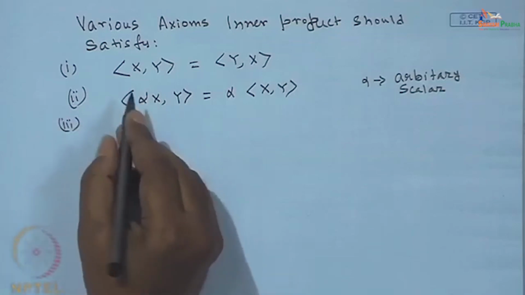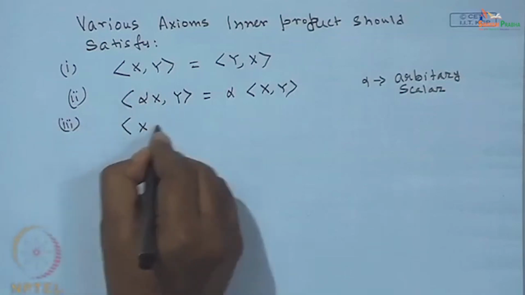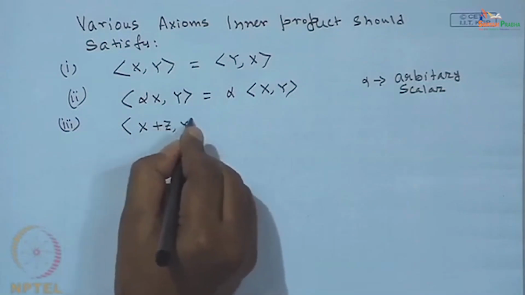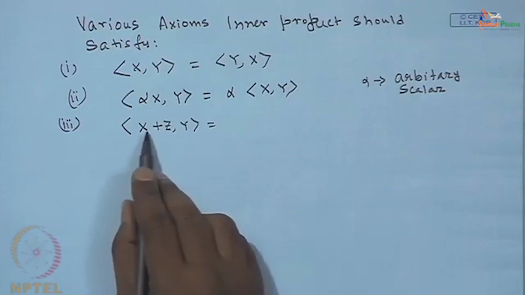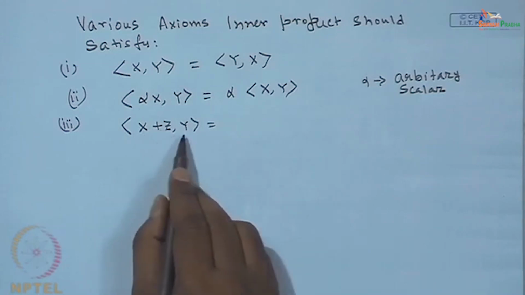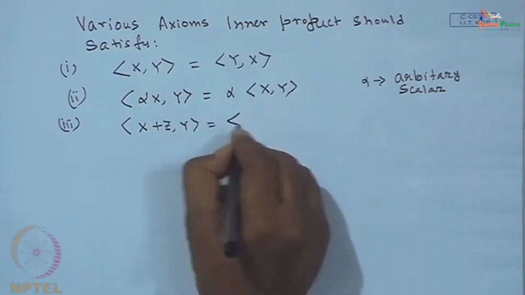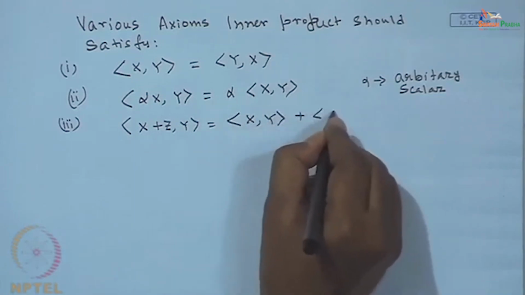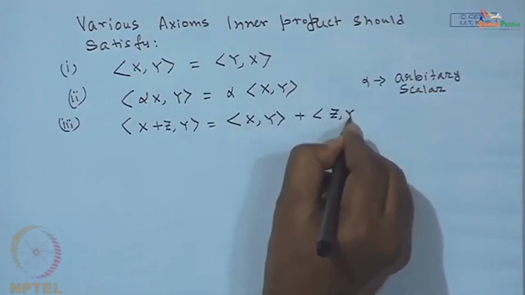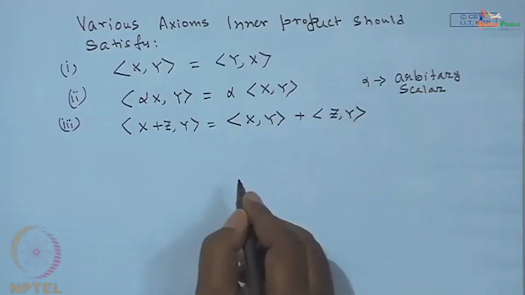The next one is, if there are three vectors x, y and z belonging to the n-dimensional real space, then the inner product between x plus z and y should be the inner product between x and y plus the inner product between z and y.